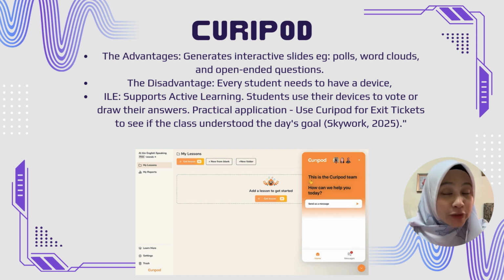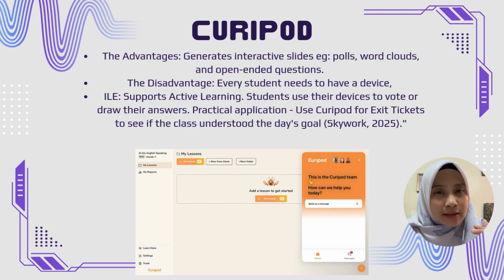The second AI tool that I'll describe is QReport. The advantage is it generates interactive slides, for example, polls for you to vote for anything during the class, or word clouds and also open-ended questions. And the disadvantage is every student must have a device. That means it will be a bit difficult for students who can't afford to buy it.